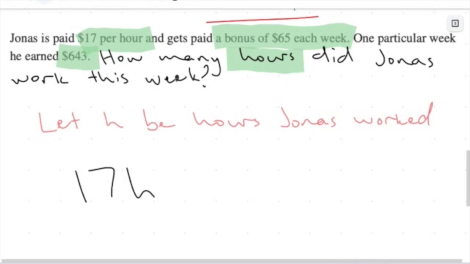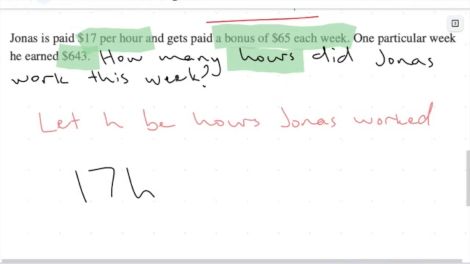Because we said before that if you were to work 2 hours, we could find this by timesing 2 by 17. If you worked 3 hours, I could find this by multiplying 3 by 17. So if he worked H hours, I can find that by multiplying H by 17, which I can write in the sort of shorthand algebra way we learnt a while back as 17H.